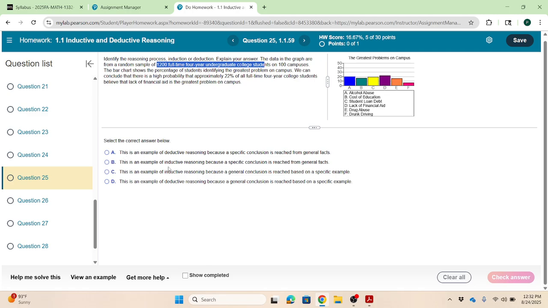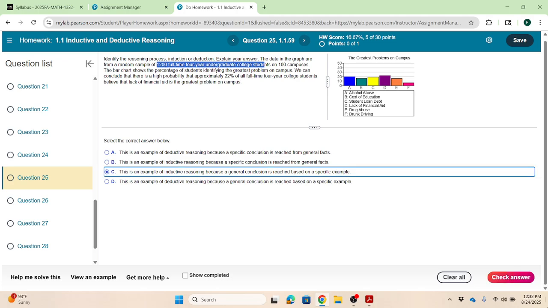This is an example of inductive reasoning because a specific conclusion is reached. No. This is an example of inductive reasoning because a general conclusion is reached based on a specific example. So this is the right answer.